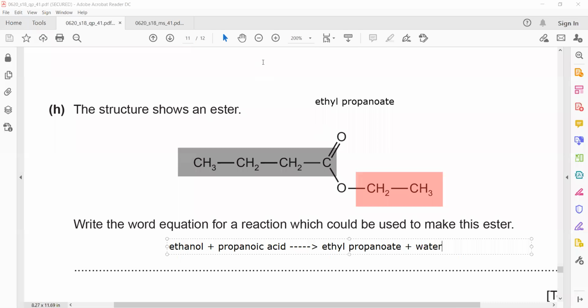Yeah, that's right. But not prop, that's correct, because the fourth carbon is there. So it's ethyl butanoate. Why but? Because there are four carbon atoms.